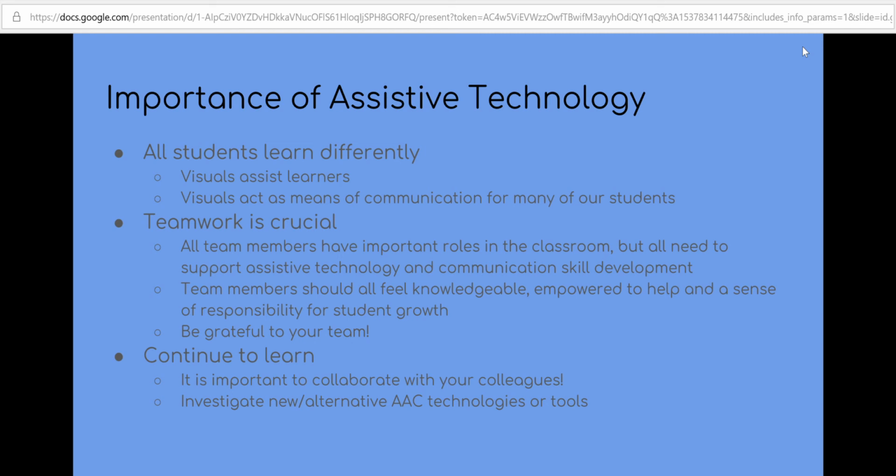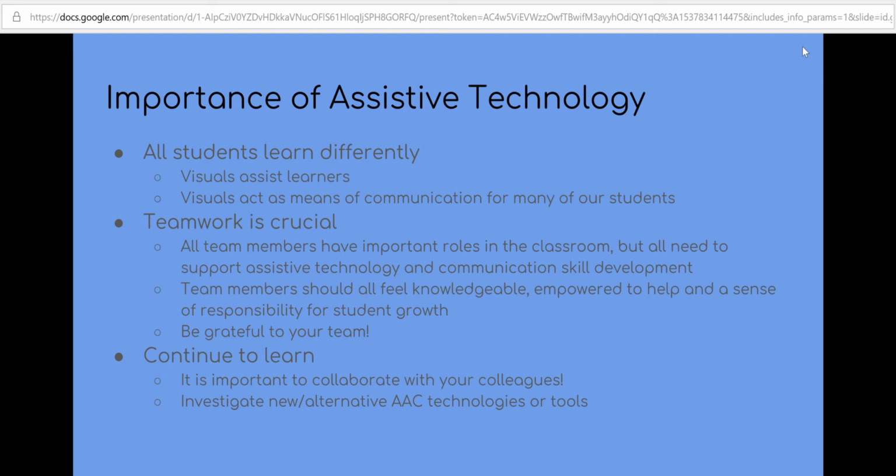Teamwork in using assistive technology is crucial for all team members. We all have very important roles in the classroom, but we all need to support assistive technology and communication skill development. So it's very important that everyone is on the same page in terms of our expectations and our use of strategies in using these tools. We should also help to make all team members feel knowledgeable, empowered to help, and have a sense of responsibility for student growth in the area of communication.